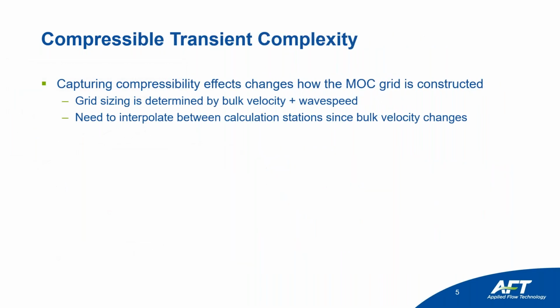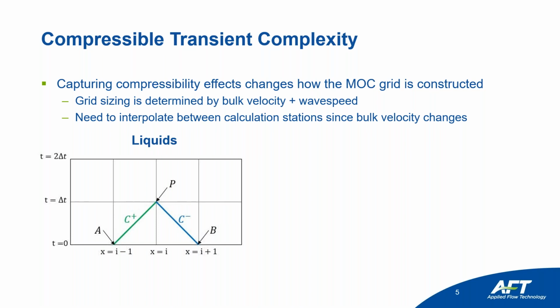How does all of this work? The method of characteristics grid for compressible flow is constructed differently than the one we use for liquids. The liquid MOC grid assumes that wave speed plays a dominant role in comparison to the bulk velocity and is able to generate a solution directly at evenly spaced intervals, as you can see in the bottom left here.